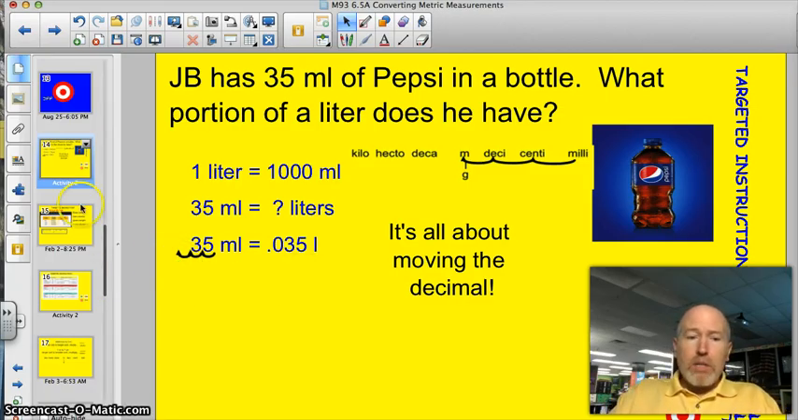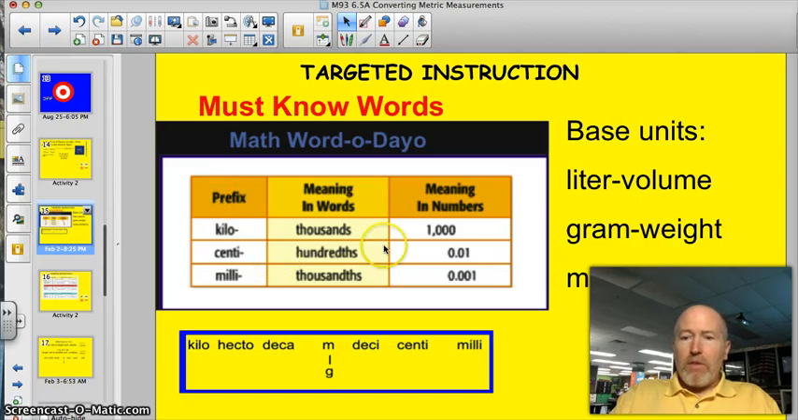All right, let's get to some must-know vocabulary. These are, you gotta know. There's that chart: kilo, hecto, deca. Then we've got our base units of meters, liters, and grams. And then deci, centi, and milli. I know you can make up some sort of a little mnemonic device, a little sentence to help memorize those things. But kilo, hecto, deca. In the middle, we have our base units, meters, liters, and grams. Deci, centi, and milli. Those roots and prefixes will help you figure out what the heck is going on.